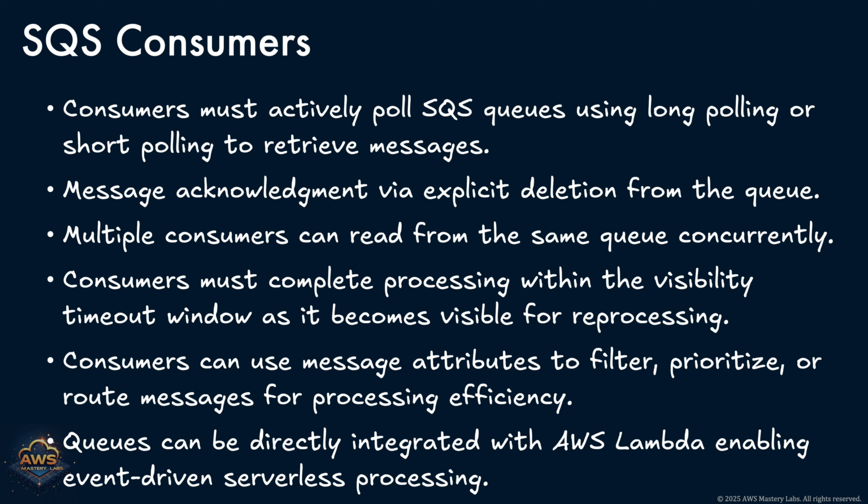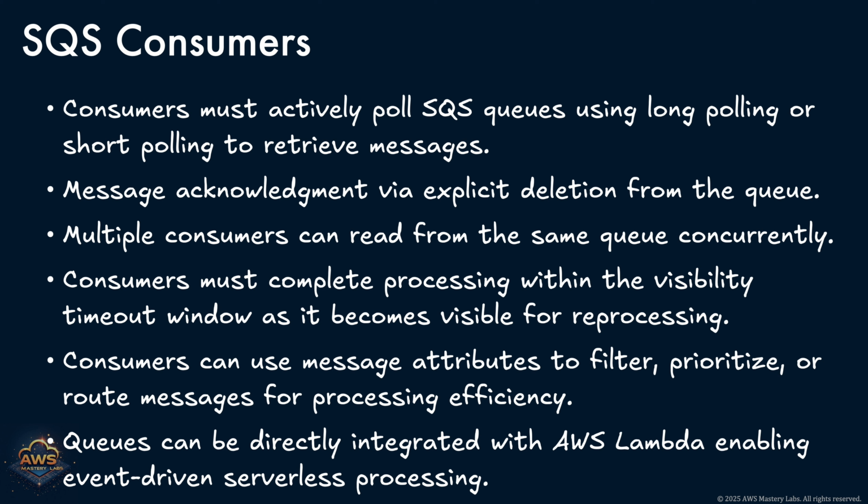In Amazon SQS, consumers must actively pull the queue to receive messages. SQS is a pull-based system. It doesn't push messages to consumers automatically. Polling can be done either using short polling, which immediately returns even if no messages are available, or long polling, which waits for messages to arrive, reducing the number of empty responses and API costs.